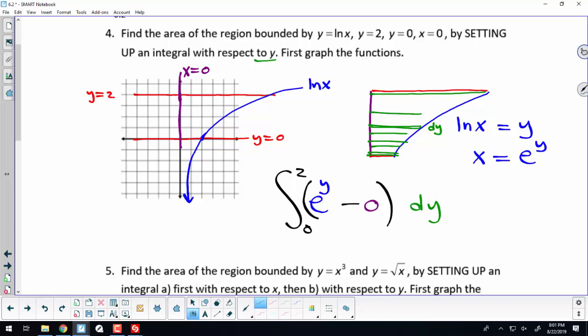So, okay, to find the area, we just integrate from 0 to 2 of e to the y with respect to y. What's the antiderivative of e to the y with respect to y? e to the y. Evaluated from 0 to 2. So we have e squared minus e to the 0, which gives us e squared minus 1. Okay, questions on that?